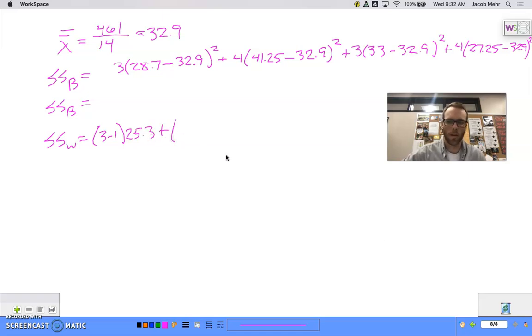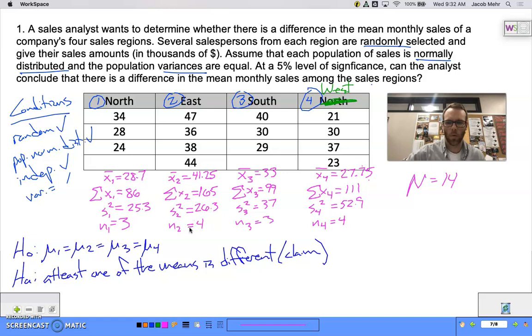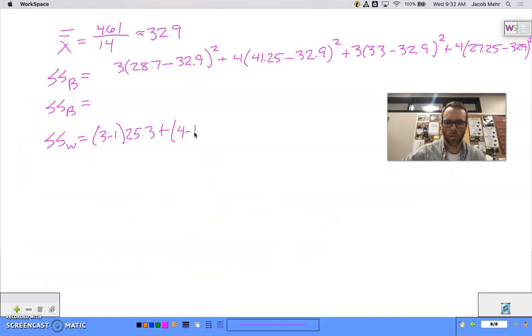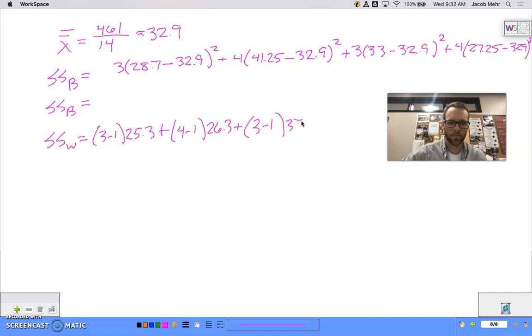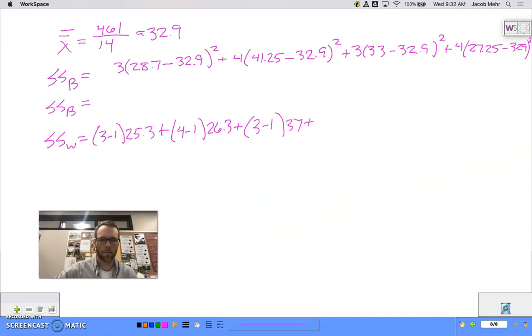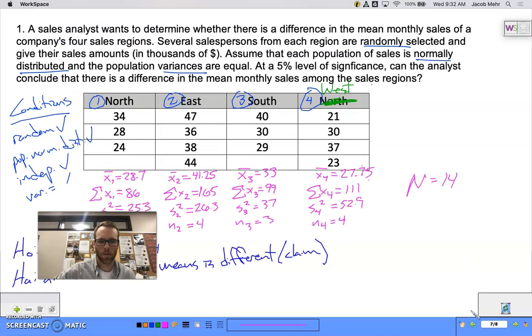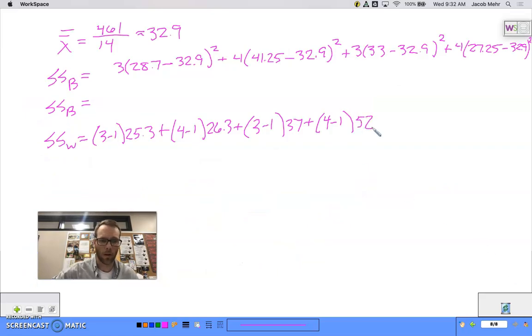Plus, we're going to do this for each sample. 4 minus 1 times 26.3. Plus, I know that was 3. 3 minus 1 times 37. Plus, I know the last one had a size 4. 4 minus 1 times 52.9. This had a much larger variance than the rest of them.